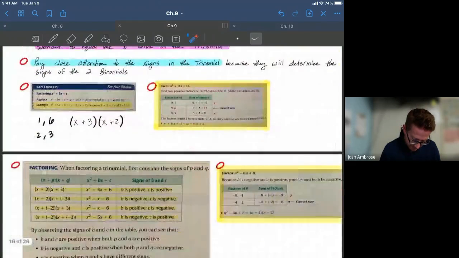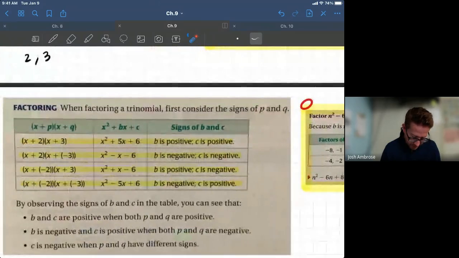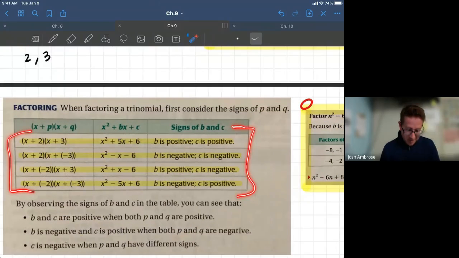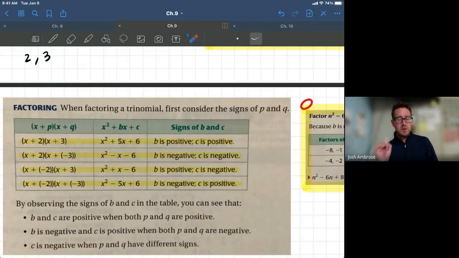All right. Now, here is a very important chart. I've highlighted all of this info in here because this is what tells you if you are given these in your trinomial, then these are the symbols that will be in your binomial. This is a really important chart because you're going to be given the trinomials. And I want you to pay close attention to these signs right here, because knowing the signs in the trinomial is what tells you what the signs will be in the binomial. All right, so important chart to copy down.